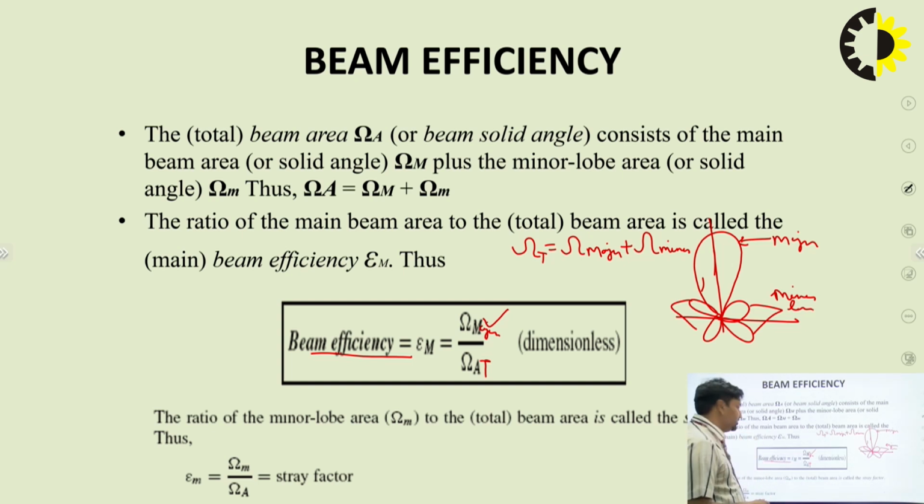And the stray factor is calculated by the minor beam area upon the total beam area. So stray factor plus beam efficiency, the sum of this is 1. This is a dimensionless quantity, like the radiation efficiency which we calculated, 0.2, 0.5, 0.8. So if the beam efficiency is higher, that means the major beam area is high.